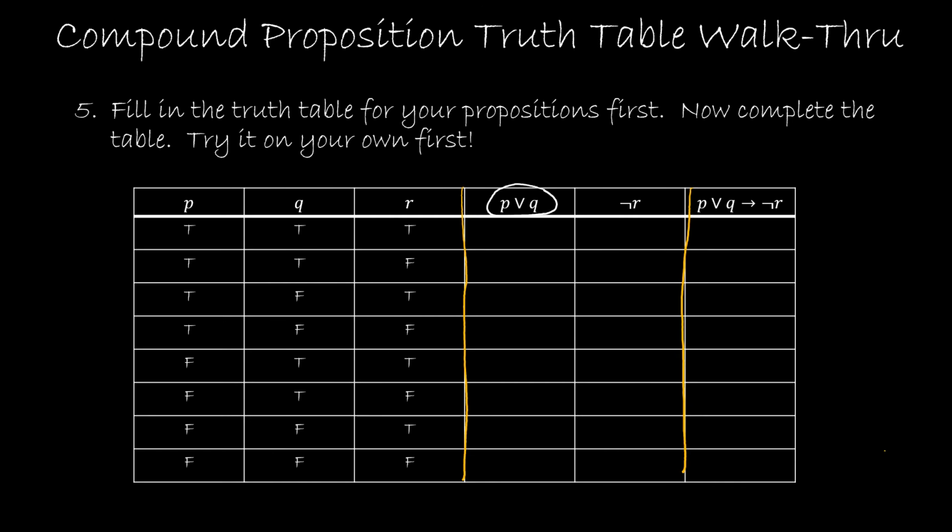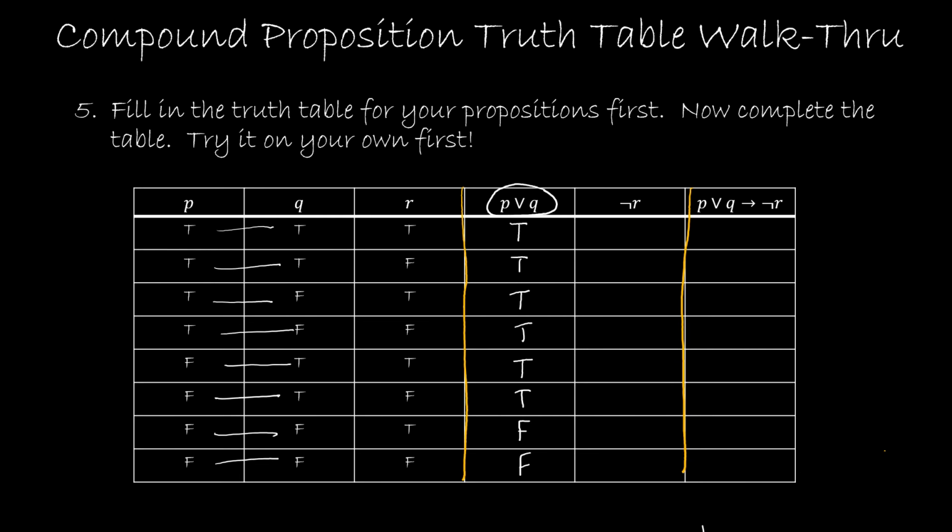So P or Q, notice both true, so that's a true. Both true, so that's a true. At least one true, yes. Yep, at least one true there. Yep, at least one true there. Yep, at least one true there, and then here's falses. So all trues and two falses.